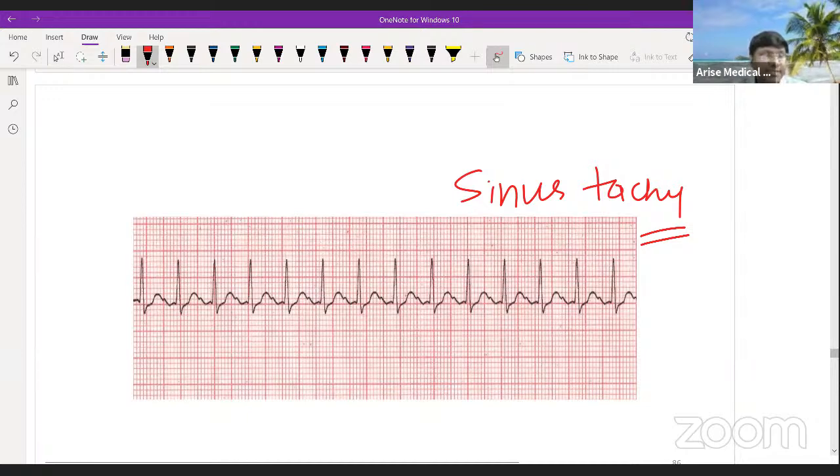Yes, that is the most common sign, right? Very good, Mohit. That is the most common sign. So the most common sign is the sinus tachycardia. And what are the other ECG features in patients with the pulmonary embolism?